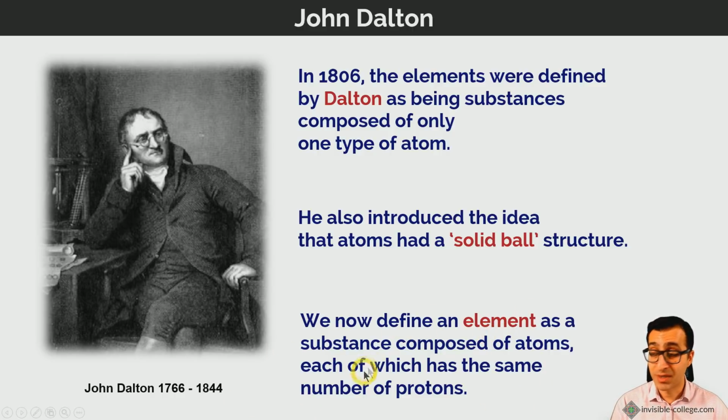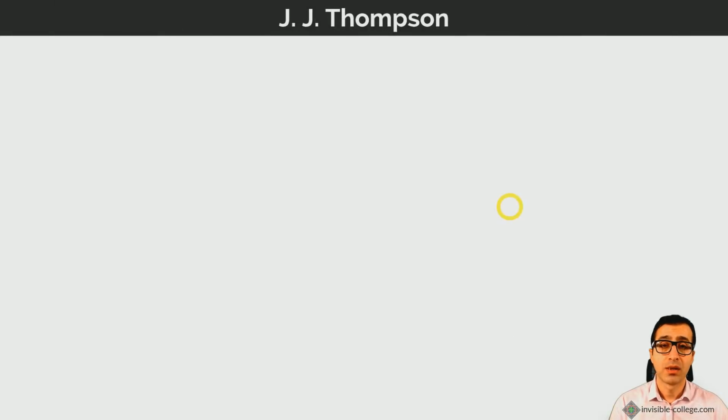This is really more of a modern definition based upon his definition of elements as being composed of one kind of atom. So, this was John Dalton's contribution, the idea that the different elements were composed of different types of atoms, and yet he still thought that the individual atoms were simply these tiny solid spheres of material. So, on to J.J. Thomson now.